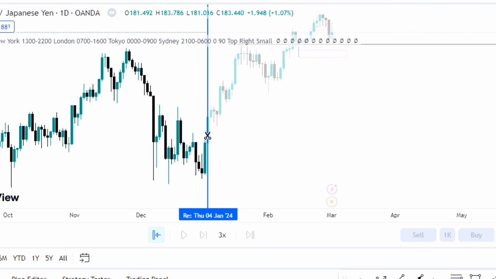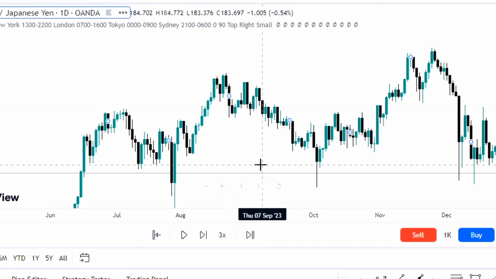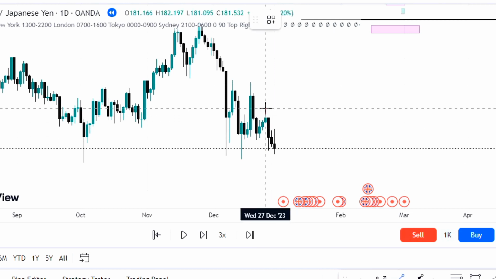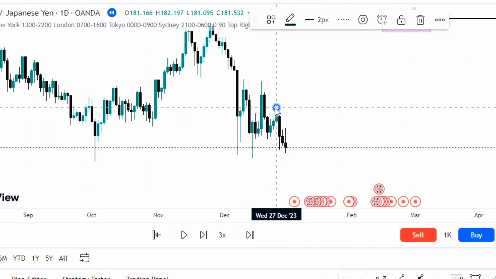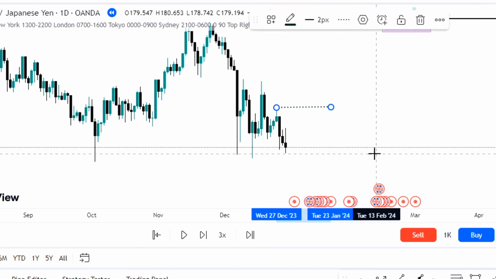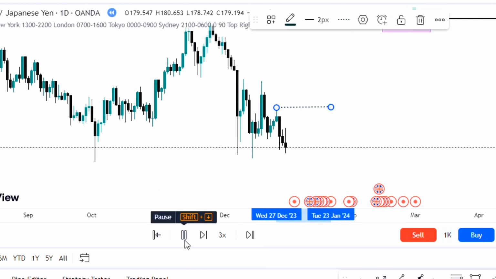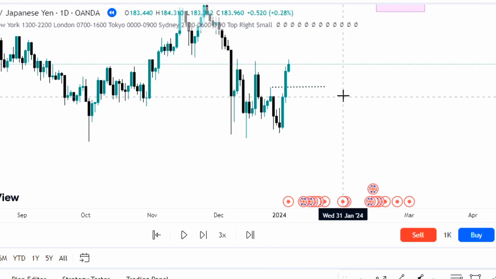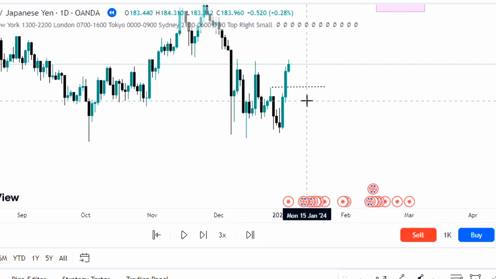Let's just get our replay tool. Now here let's wait for the clear market structure. We must wait for the clear market structure there. Okay, so now we've gotten a clear market structure, guys. After getting a clear market structure here, we must indicate our fair value gaps.